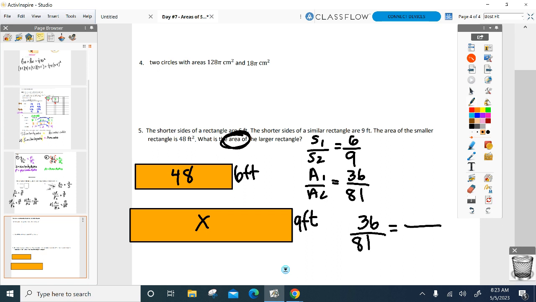Now I match it up with the corresponding area. 48 is the smaller area, so it goes with the smaller number in the ratio. And then I put X for the larger area. I need the area ratio to find the area of the rectangle. Okay? Sides don't do me any good. I need the area ratio before you find me an actual area. And now you guys know, cross multiply, and we're good to go.